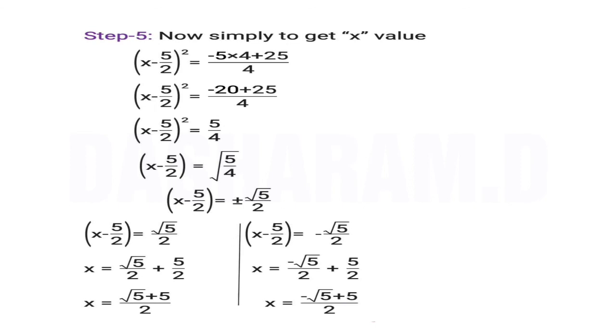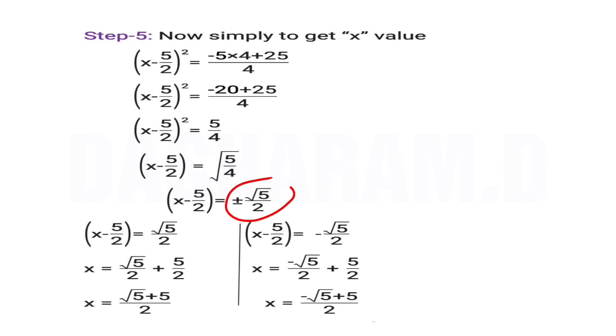Next step 5. Now simplify to get the x value. Here the LCM is 4. Minus 5 into 4 plus 25. Minus 5 into 4 is minus 20, plus 25. Minus 20 plus 25 is equal to 5. So 5/4. Now this square is transposed to the RHS as a square root. Here 5 and 4: only 5 is not a perfect square, only 4 is a perfect square number.